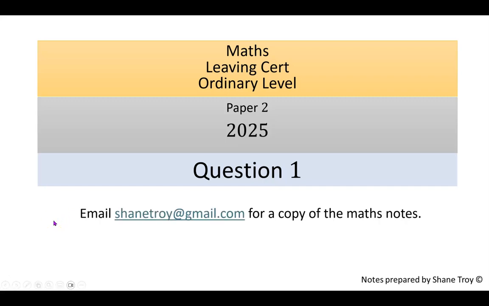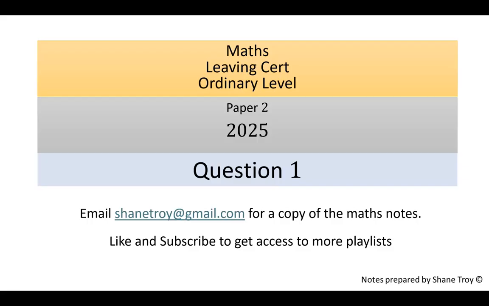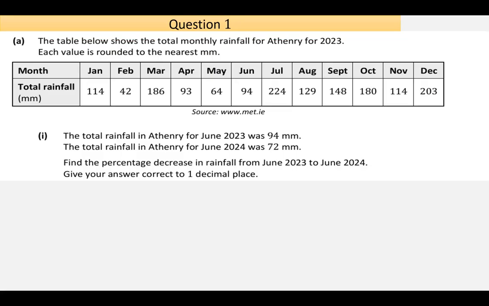Welcome to question 1 of the Leaving Cert Ordinary Level 2025 Paper 2. So we'll get stuck in. This question A, the table below shows the total monthly rainfall for Athenry for 2023. Each value is rounded to the nearest millimetre. Then it gives me a range of values from January to December.